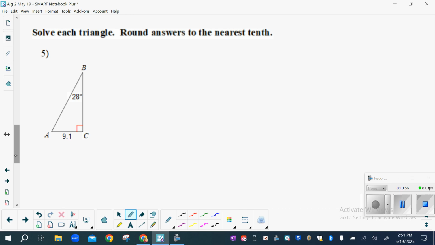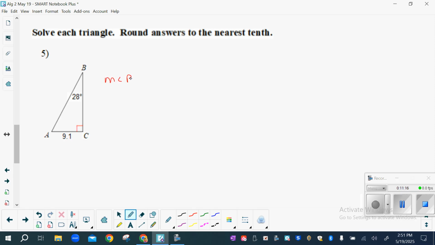On the first four, we found just an angle. So on 5 and 6, we're going to solve the whole triangle. So we're going to find all the angles and all the sides. The sides that are already given for us, we don't have to find them. We're just going to list everything.